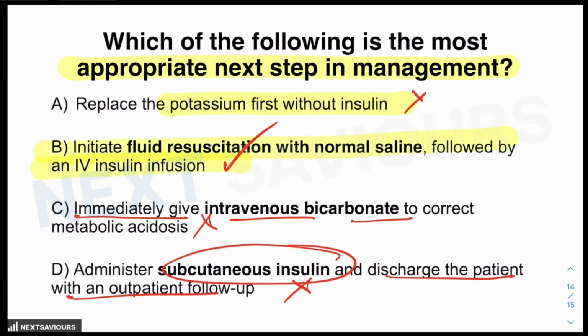Hope you have understood how to identify a question on diabetic ketoacidosis. What are the key points that you have to take from the question, like levels of potassium, the pH for the categorization, the resolution criteria, and then you have to progress to mark the answer for this particular one.